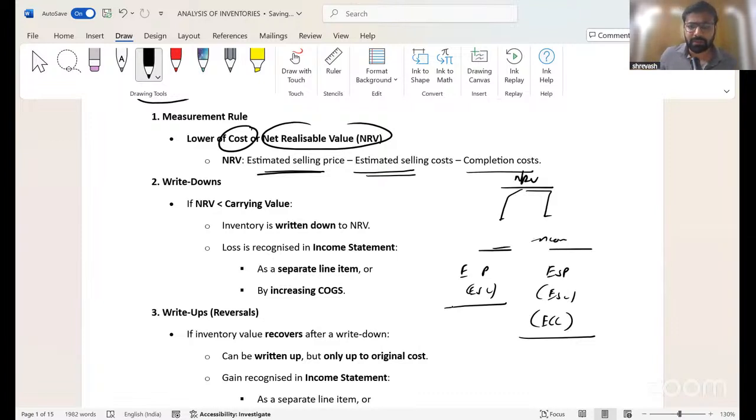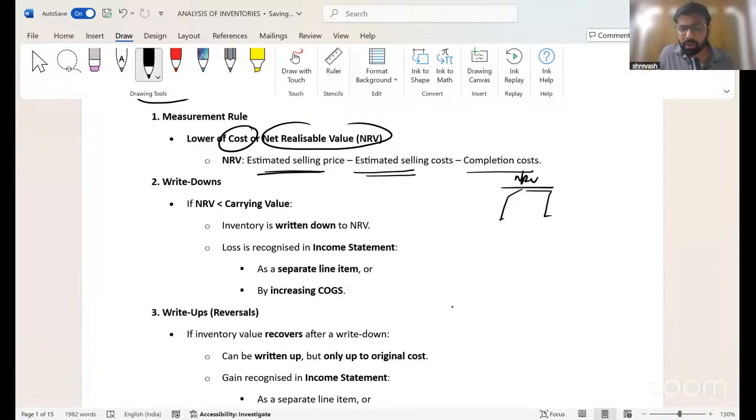Okay, sir, fair enough. That's what we do. So we measure it at cost or NRV, whichever is lower. We do get that. It's easy to understand. But what if, sir, the cost is higher than NRV? My cost is 100, but my NRV is 90.